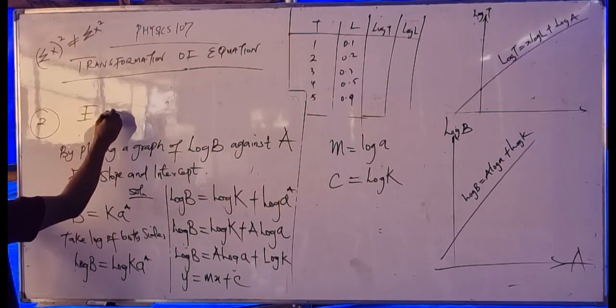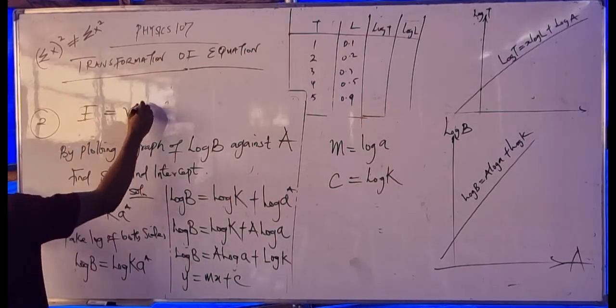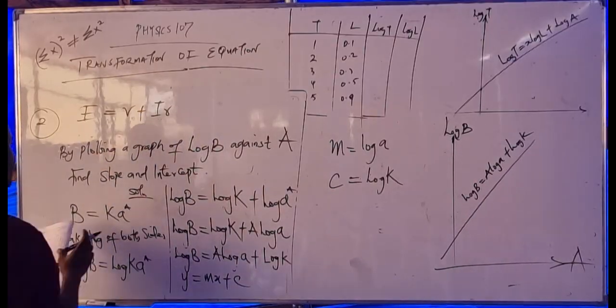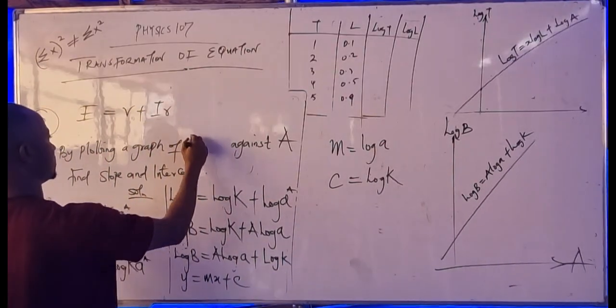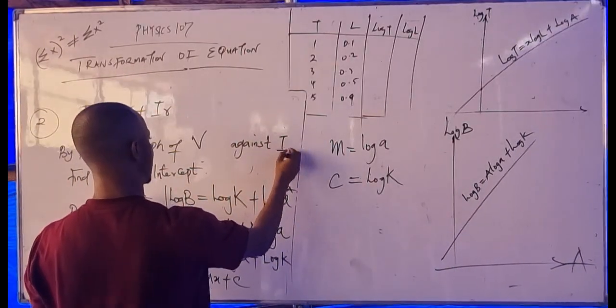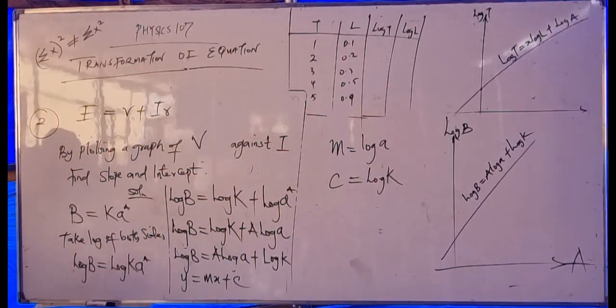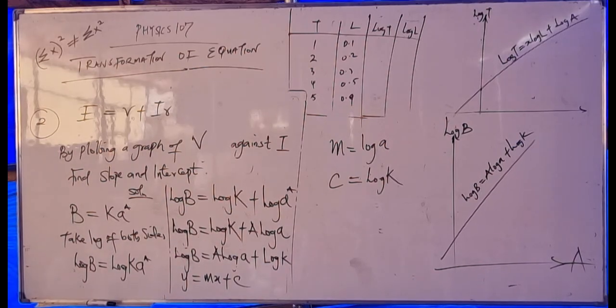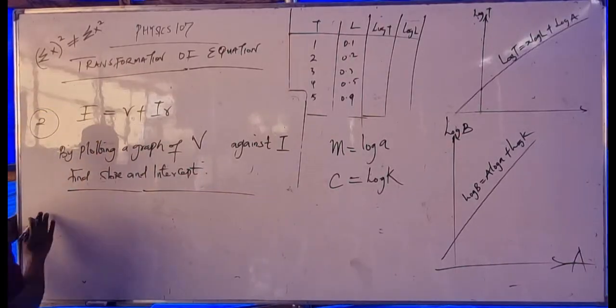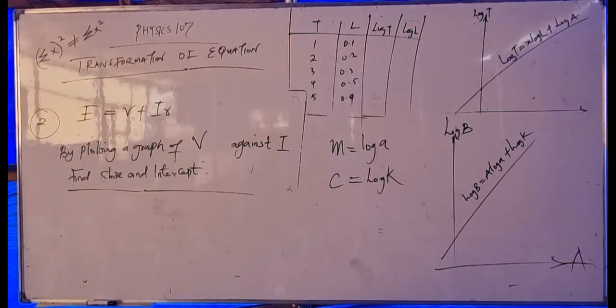If E, or EMF, equals V plus IR, by plotting a graph of V against I, determine the slope and the intercept. Yes, a graph of what? V against what? I. To find the slope of this kind of equation, hope this is going.